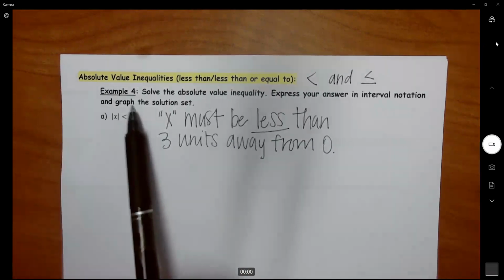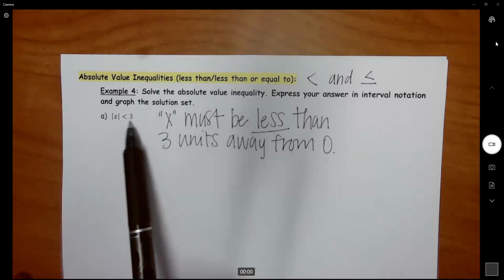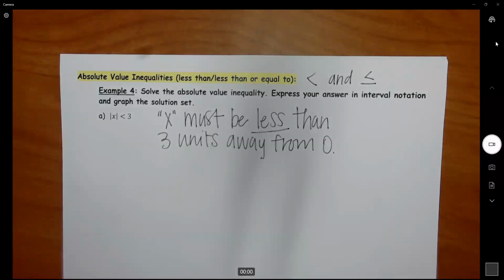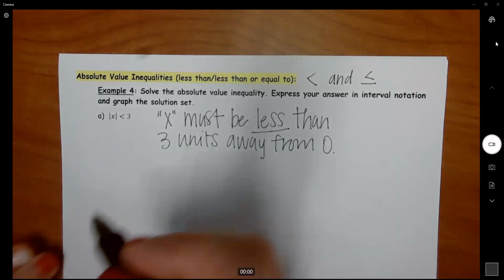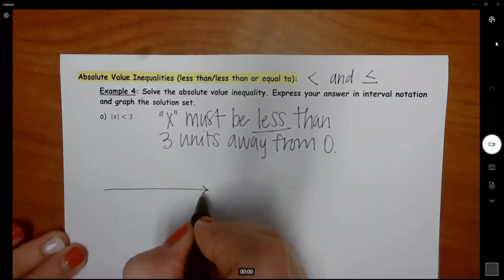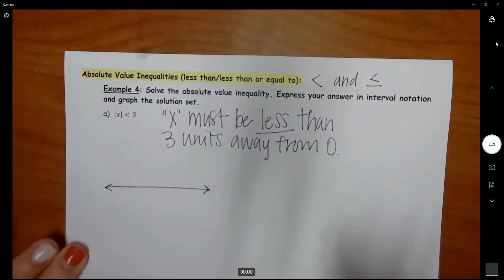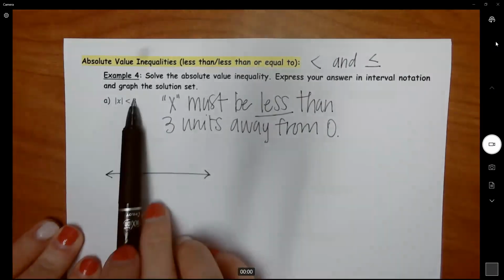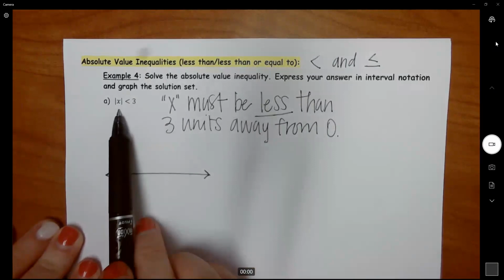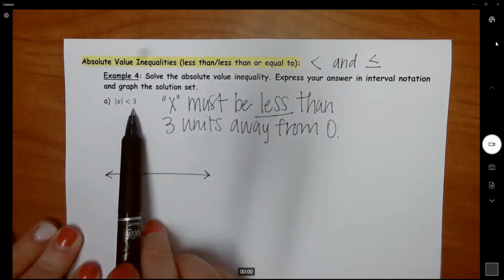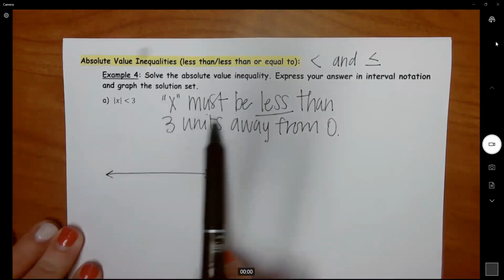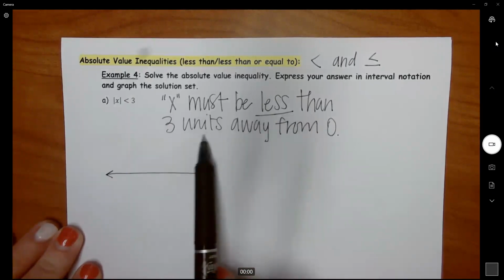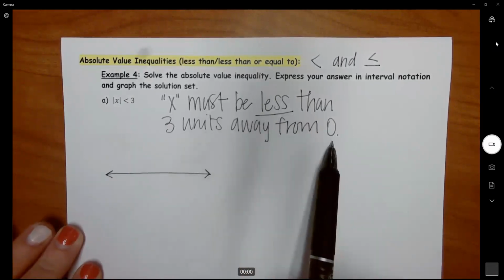So I have this equation here. We have the absolute value of x is less than 3. Okay. So when I have this equation here, and again, this is like the most basic equation we can get, the absolute value of x is less than 3. What this is stating is that x must be less than 3 units away from 0.